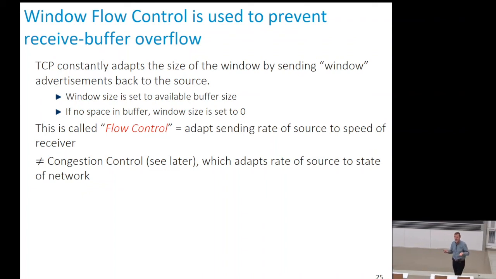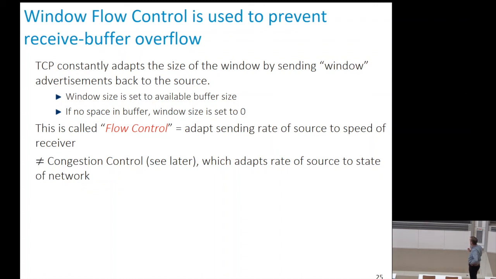They cannot send at this rate. You cannot have 1 million sources that are sending to the same output ports. They have to slow down. That slowing down is called congestion control. It's also done by TCP, typically, but we'll talk about it later. Right now, we just talk of flow control.